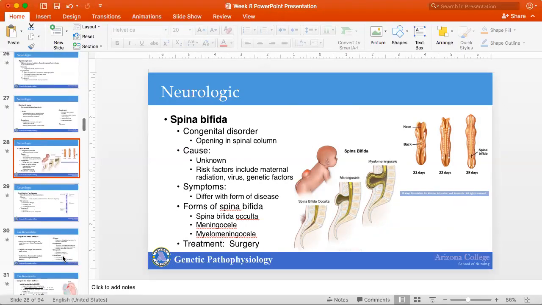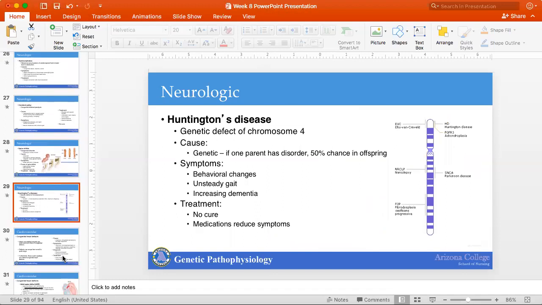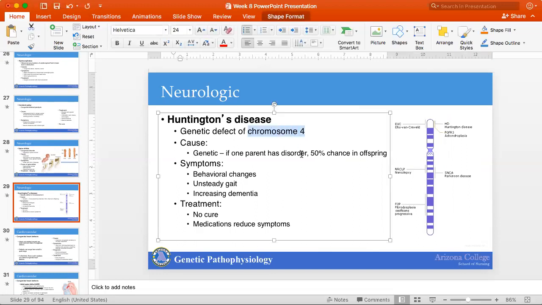Treatment would be surgery. Huntington's disease, like we were talking about earlier. A genetic defect of chromosome 4.